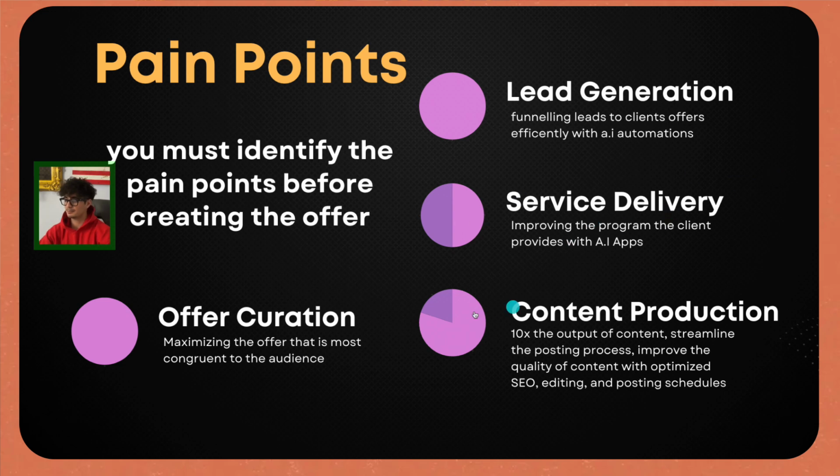Now, the next one, guys, is pretty straightforward for all agencies, which is content production. The world's going into a very big video marketing world. And so the goal for this side of the pain point is to 10x the production of content, streamlining the posting process by adding scheduling automations, and improve the actual overall quality of the content with SEO enhancing, editing, and the posting and the scheduled posts.